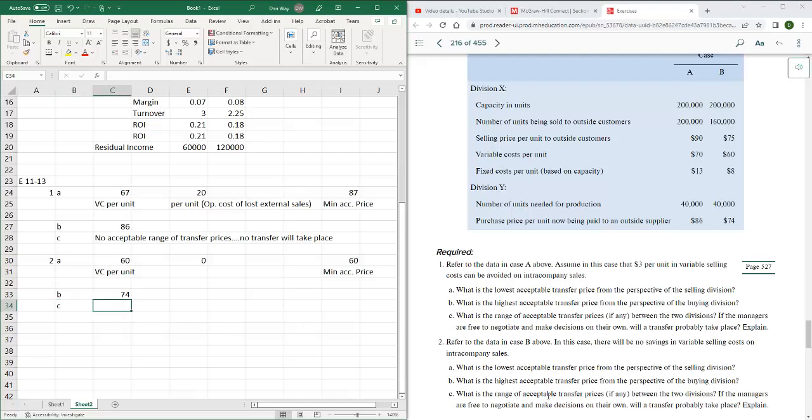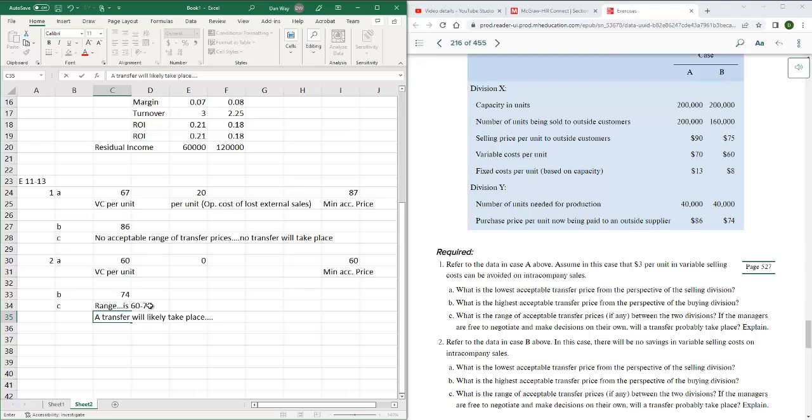Now C said, what's the range of acceptable transfer prices, and is the transfer likely to take place? Now we've got a minimum price from X of 60 and a maximum price from Y of 74. So the range is 60 to 74. Anything above 60 makes it better off for Division X to supply these things to Division Y. And anything less than 74 makes it better for Division Y to buy these things internally. Anything in between those makes the company better off as a whole. So yes, a transfer will likely take place.